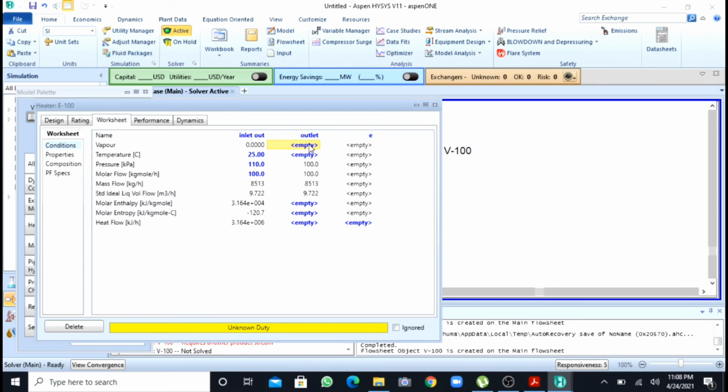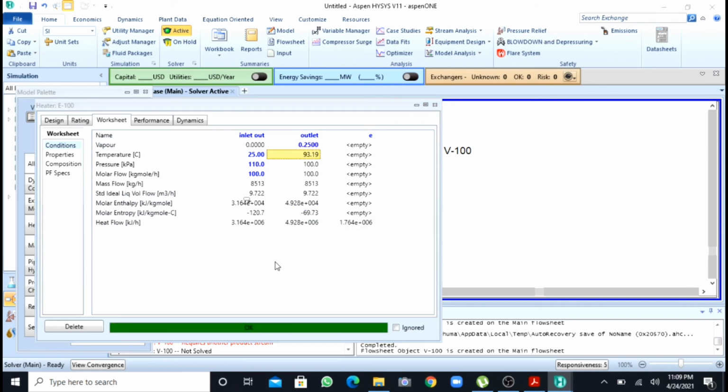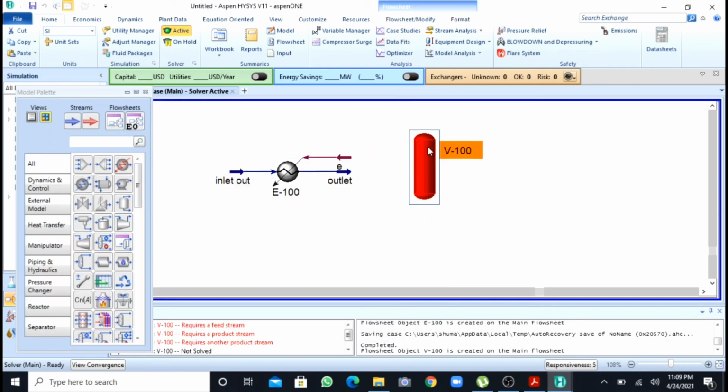In the question we were given that 25% of the feed must be vaporized. So I will write 0.25 as the vapor fraction of my feed. As soon as I press OK, you will see that my simulation has been solved. A green color has popped up. After this, one last step remains.